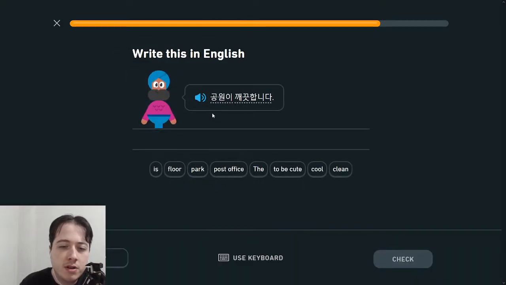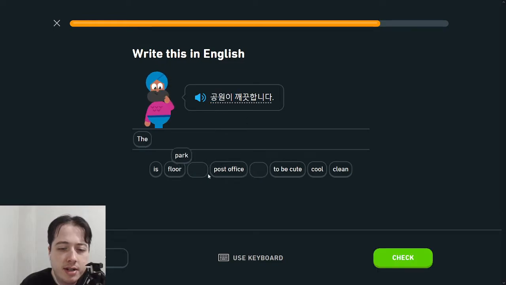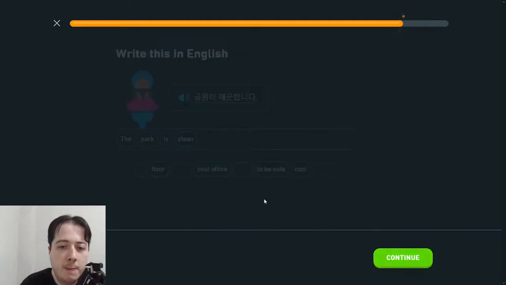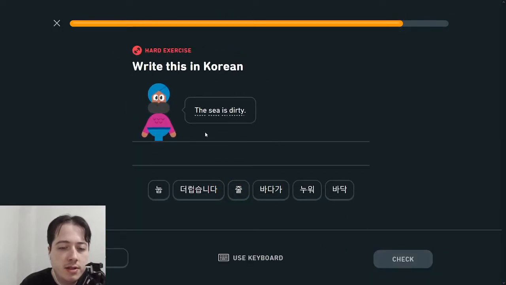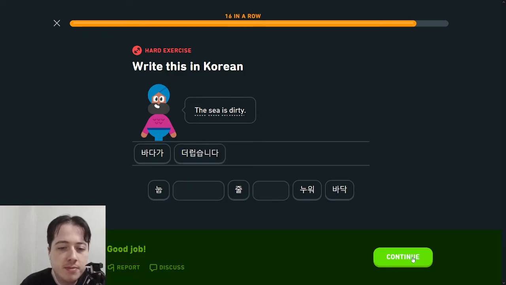공원이 깨끗합니다. So 더럽습니다 is dirty, and then 깨끗합니다 is clean. So I think I got it now. So 공원 is the park. So the park is clean. The sea is dirty. So 바다가 더럽습니다.